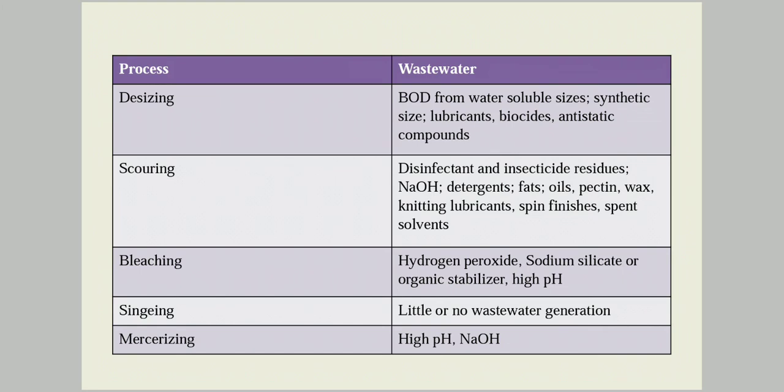Bleaching, surely hydrogen peroxide and/or sodium silicate or organic stabilizers will be present, and here the pH will be higher. Singeing is a dry process, hence there will be no wastewater generation. Mercerizing, surely there will be wastewater, and it is of highly alkaline nature. The pH will be higher, and caustic soda is used, hence NaOH will be present.